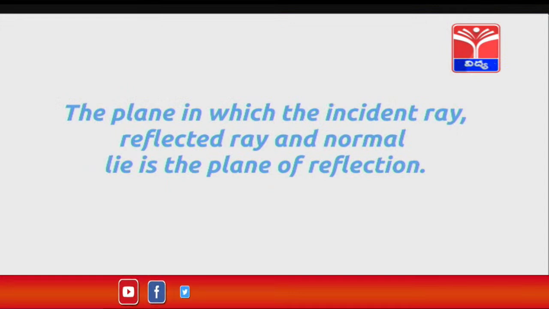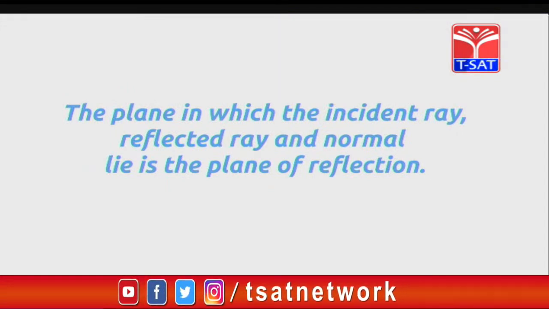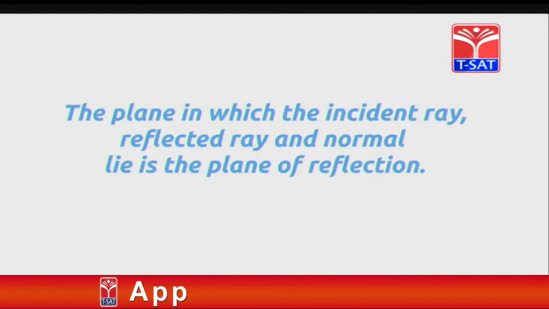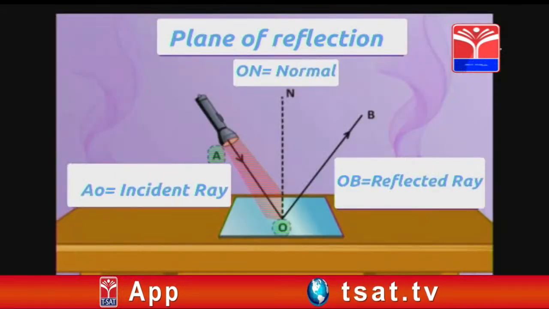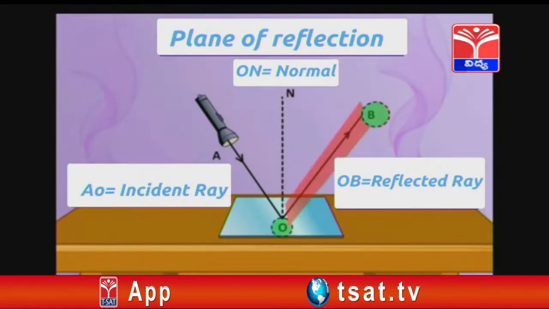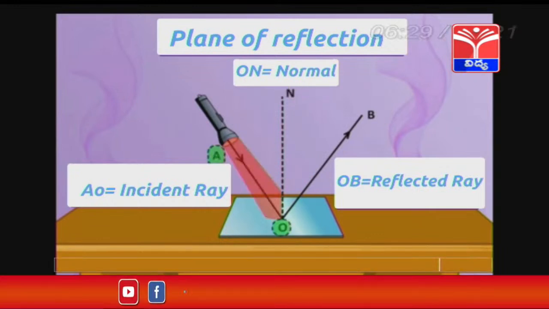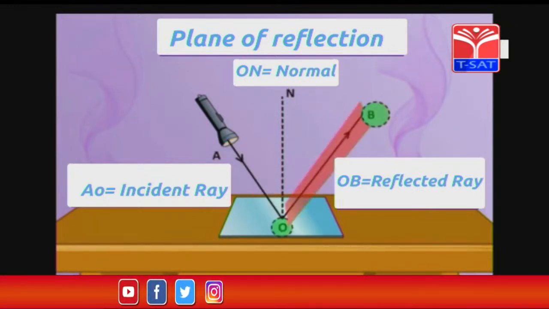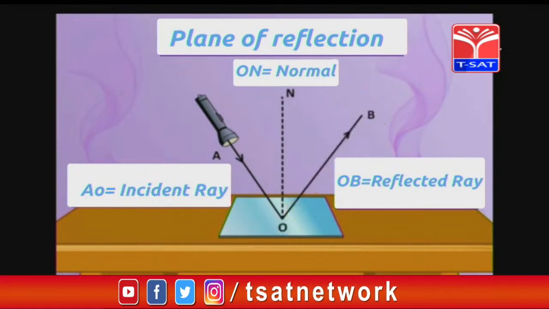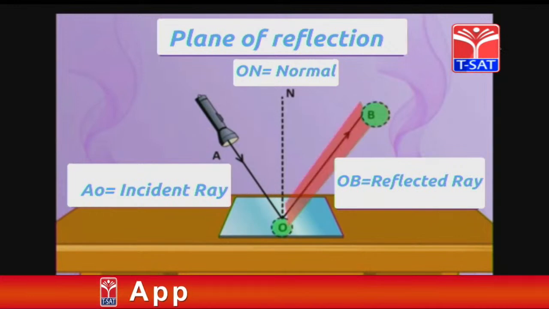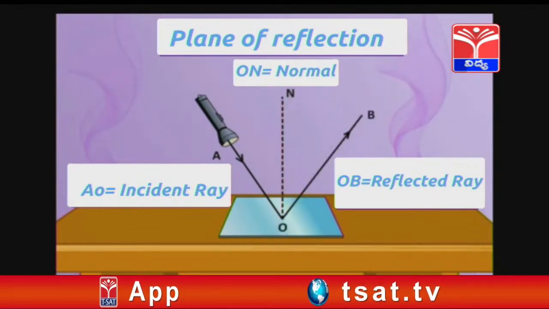Then what is the plane of reflection? The plane in which the incident ray, reflected ray, and normal lie is the plane of reflection. Here, for the plane of reflection, we may consider the screen. On the screen only we can see the incident ray, reflected ray, and also the normal. These three lie on the same plane. That plane is called the plane of reflection.